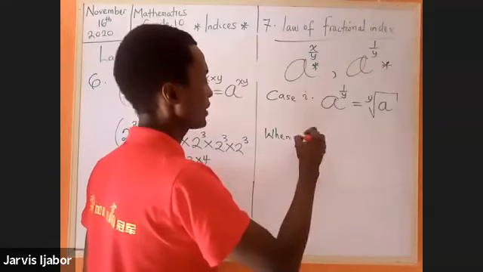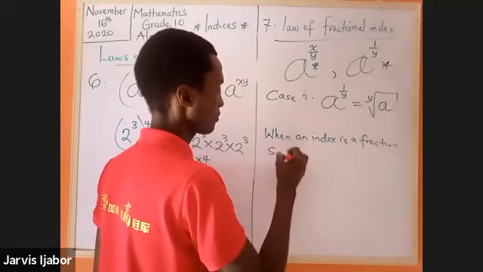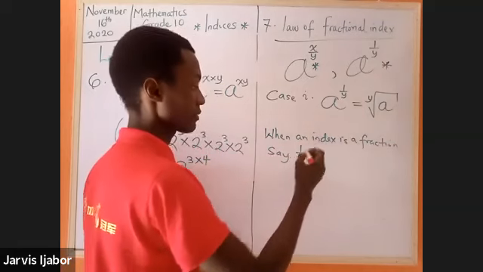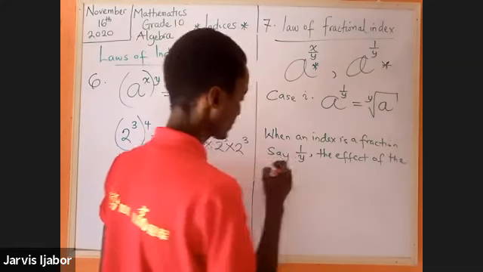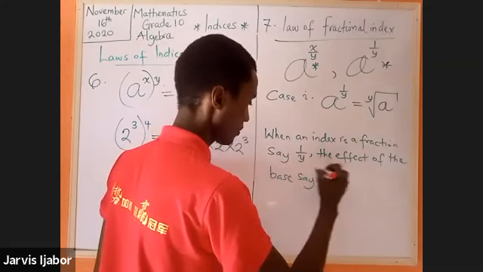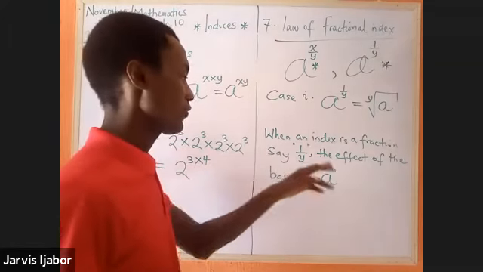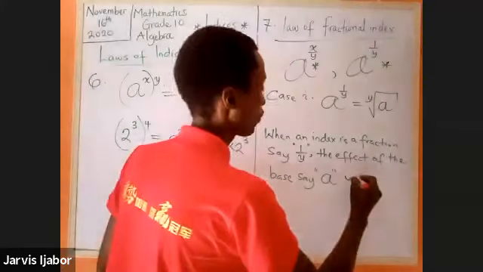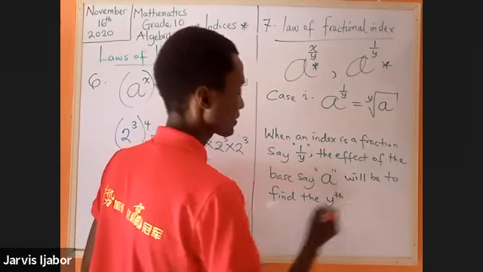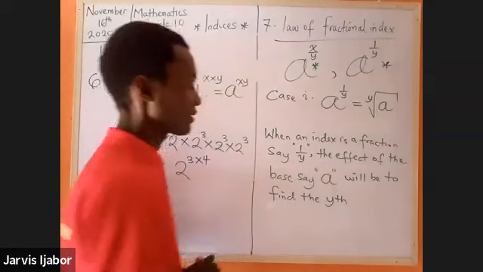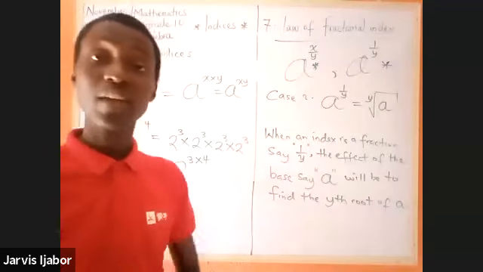When an index is a fraction, say 1 over y, for instance, the effect on the base, say a, will be to find the y root of a. That's just to sound mathematical, but let's try to get a direct interpretation of that.